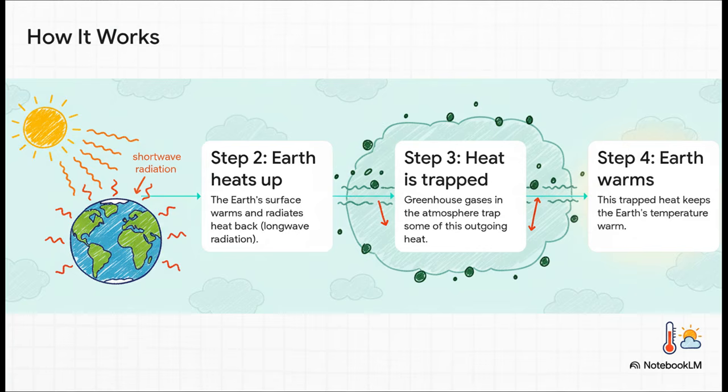So here's how it works in 4 simple steps. 1. Sunlight comes and heats up the Earth. 2. The Earth sends that heat back out towards space. But 3. Some of that heat gets trapped by a layer of gases in our atmosphere. This is a good thing. It keeps our planet warm and cozy. The problem starts when we add too many of these gases and it becomes too hot.